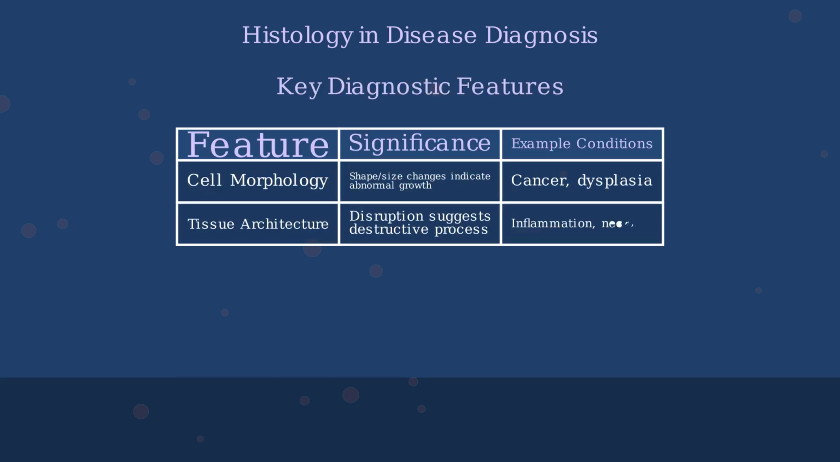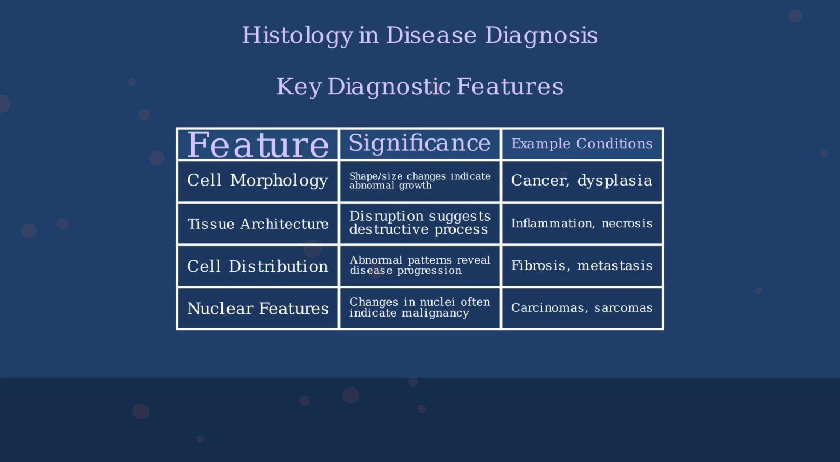Pathologists identify key diagnostic features such as changes in cell morphology, tissue architecture, cell distribution patterns, and nuclear characteristics to determine disease type and severity.